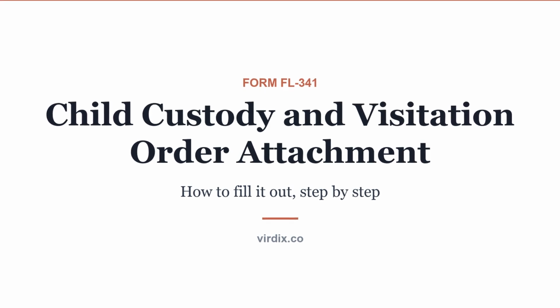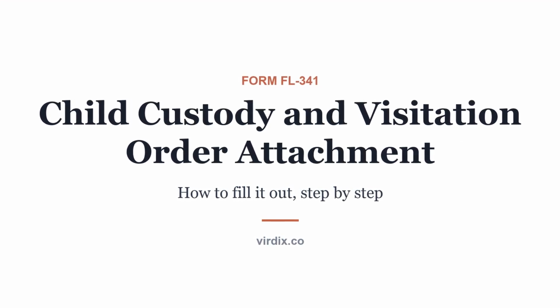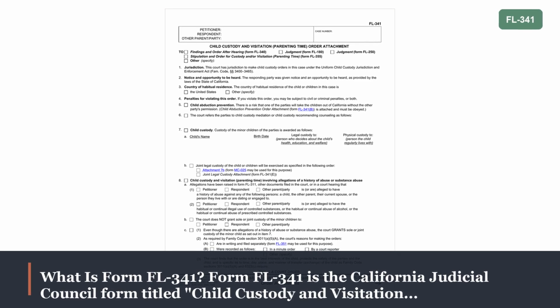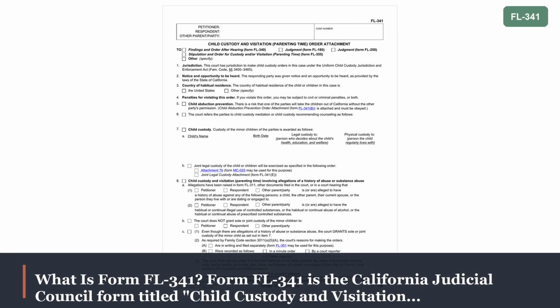A section-by-section walkthrough of California Form FL-341, the attachment that sets out the court's actual custody and parenting time order, including how it differs from FL-311 and common mistakes to avoid. What is Form FL-341? Form FL-341 is the California Judicial Council form titled Child Custody and Visitation, Parenting Time, Order Attachment. Where a request states what a parent wants, FL-341 states what the court has decided: who has legal custody, who has physical custody, and the specific parenting time schedule both parents are now required to follow.